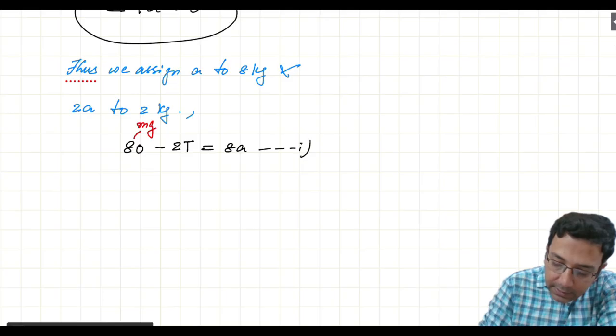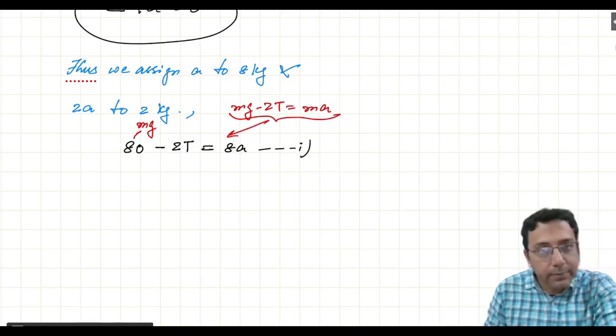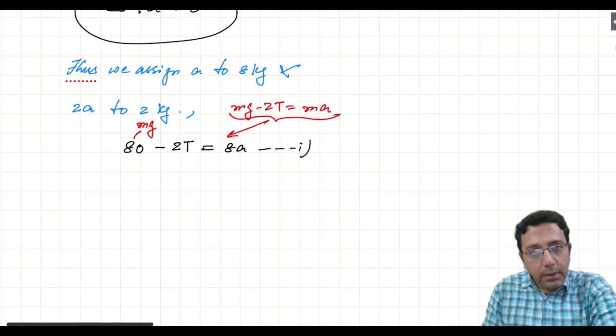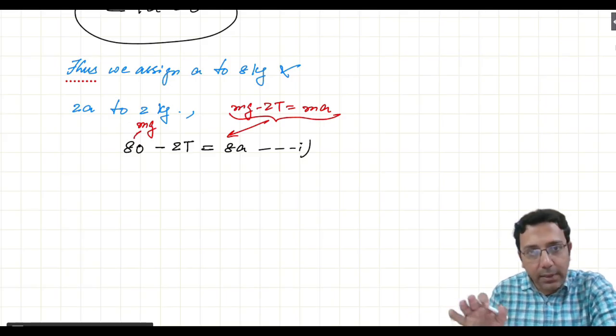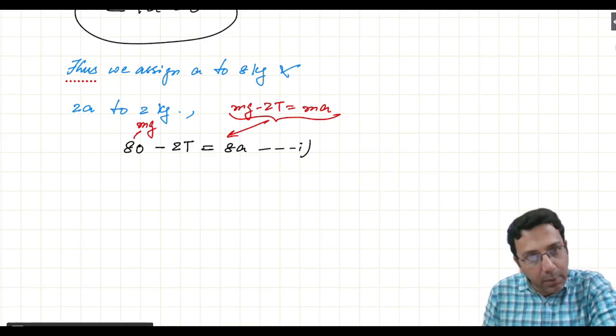I can rewrite that mg minus 2t is mass into acceleration. It is mg minus 2t, not 2t minus mg, because it is going down. So mg must be greater than 2t. That is why mg minus 2t, not 2t minus mg. That is equal to mass into acceleration, Newton's second law. That is equation number 1.